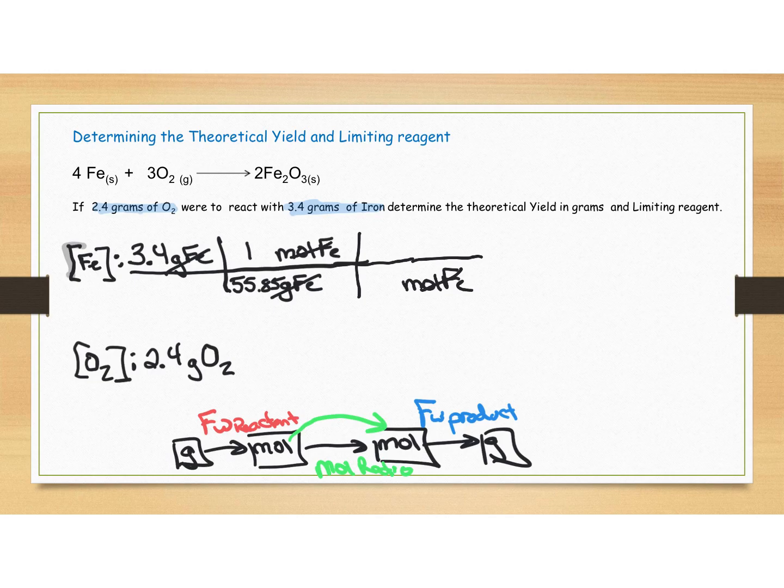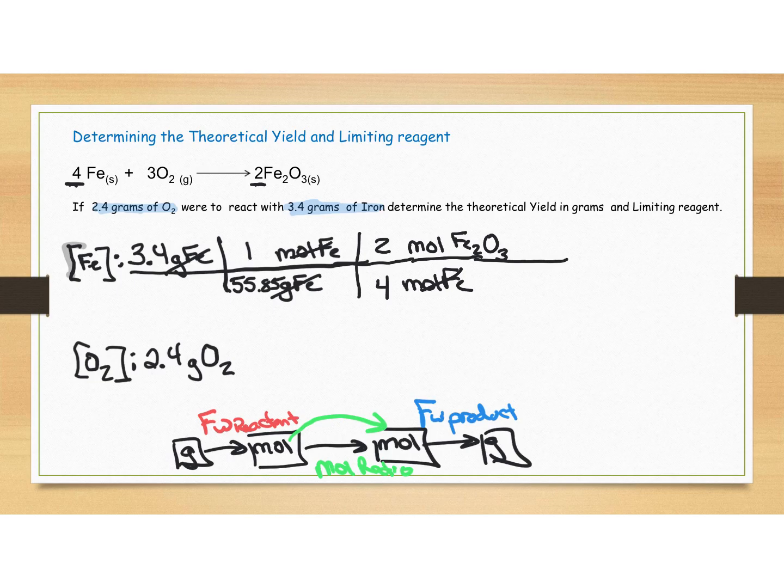Now, it's asking for the theoretical yield. How many products do I have in this reaction? I only have one product. So that's going to be the one I'm going to be looking at. So this is going to be moles of Fe2O3. Now, what is the number out in front of the iron? That is a 4. What is the number out in front of the Fe2O3? That is a 2. So the 2 goes on the top and the 4 on the bottom.